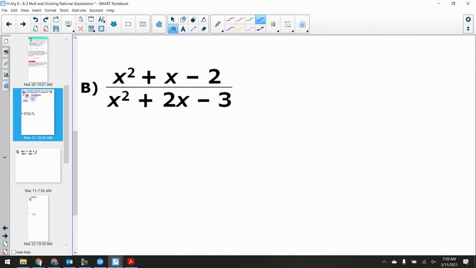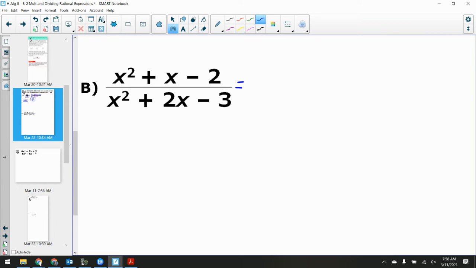x squared plus x minus 2 over x squared plus 2x minus 3. So what did we do? Every time we were reducing fractions, I said, get it down to its prime factorization and cancel out common factors. So now that it's a polynomial, I'm going to do the exact same process. I'm going to get it down to its fully factored form and see if there's any common factors I can cancel.